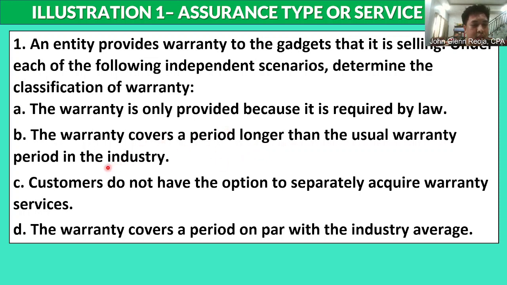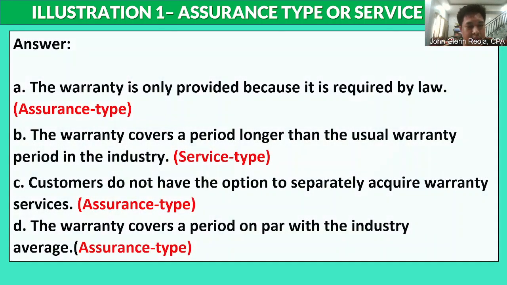Letter C, customers do not have the option to separately acquire warranty services. So, hindi siya add-on, hindi siya additional service. No? Malamang that is an assurance type. No? While yung letter D, the warranty covers a period on par with the industry average. So, saan yung answer? Labas ko na yung answer. So, that is assurance type. Yeah. Assurance type.